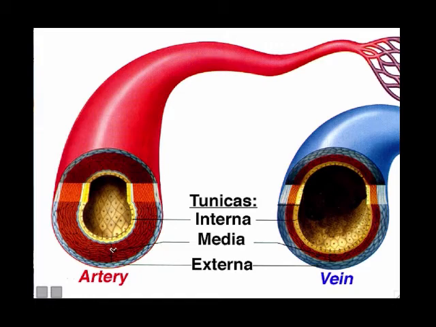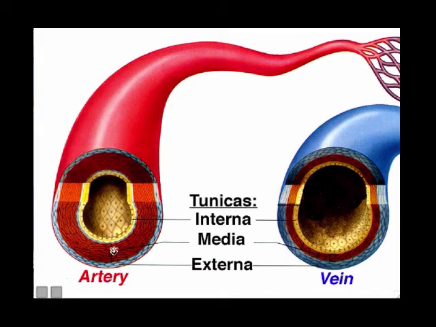The outermost tunica is called the tunica externa. It's that tough, leathery tissue, dense connective tissue. And so it just makes like a tough leather sheath to form the outside of the artery or vein to protect and strengthen the blood vessel.